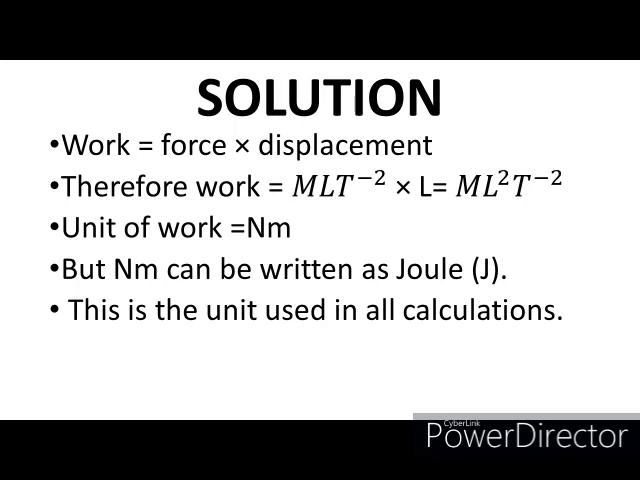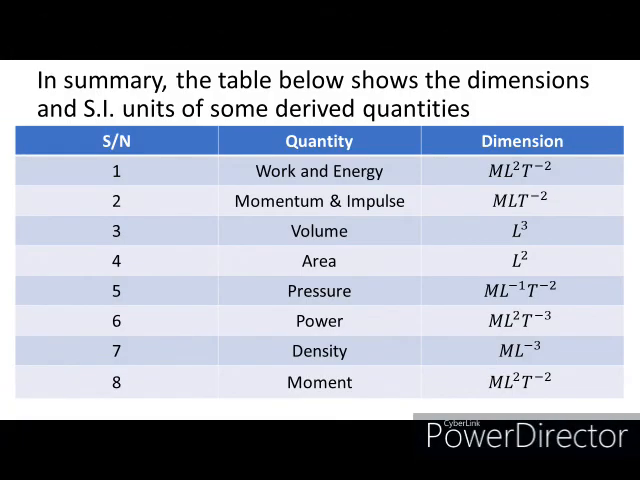Now, in order not to make this video lengthy, I'll just summarize and show you a table containing some dimensions and SI units of some derived quantities. Take a look at this table. I have here work, which is the same thing as energy, momentum, which has the same dimension as impulse, volume, area, pressure, power, density, and moment. All these are derived quantities, and you can see their dimensions represented. So check from what I've shown you now to confirm that these dimensions are correct.